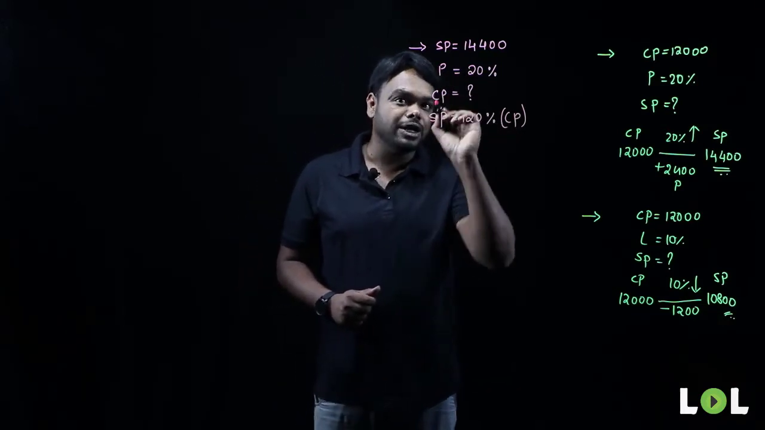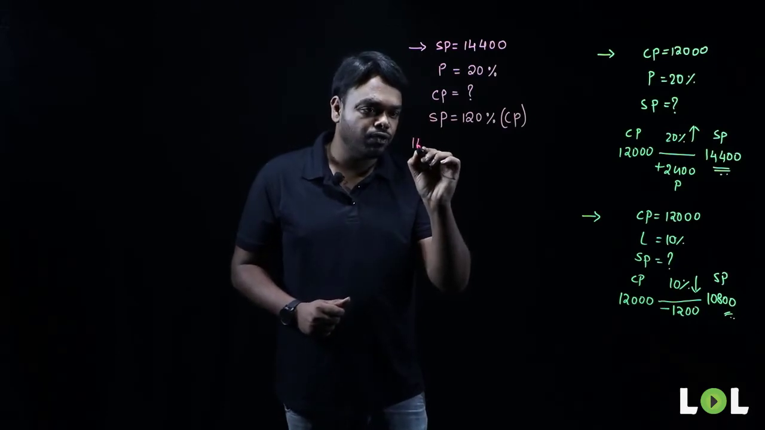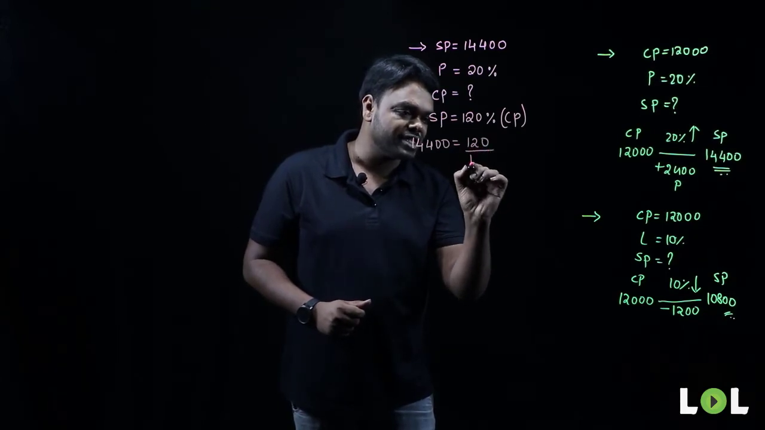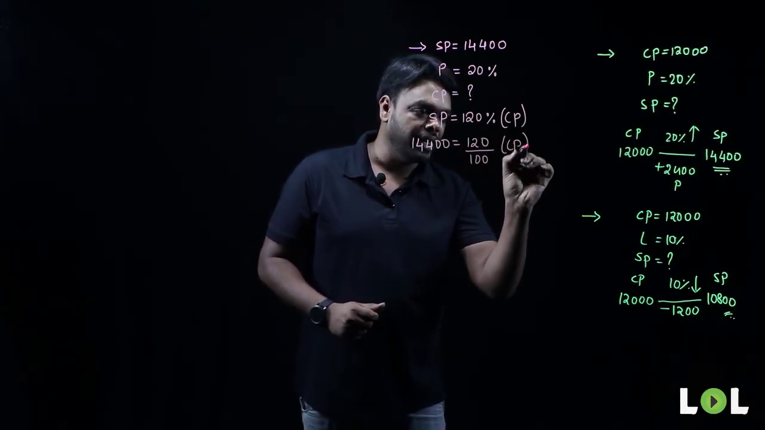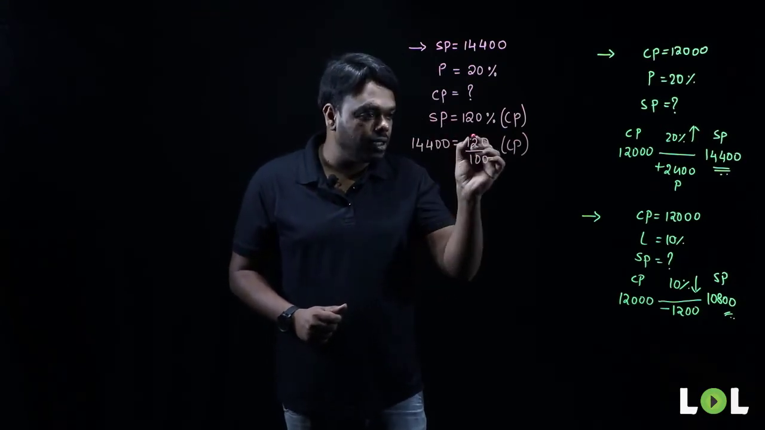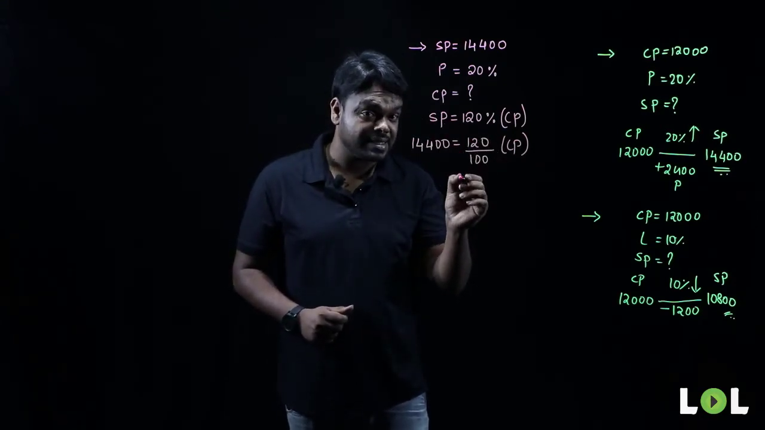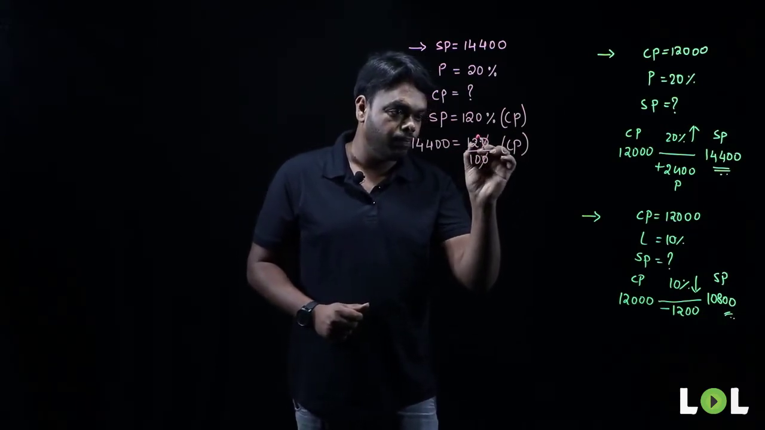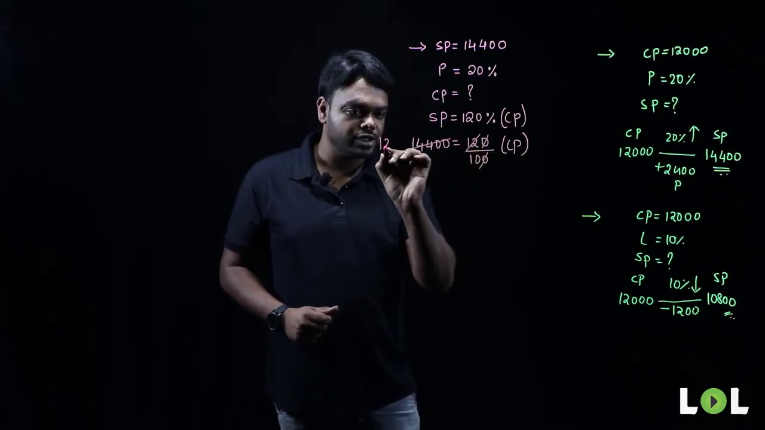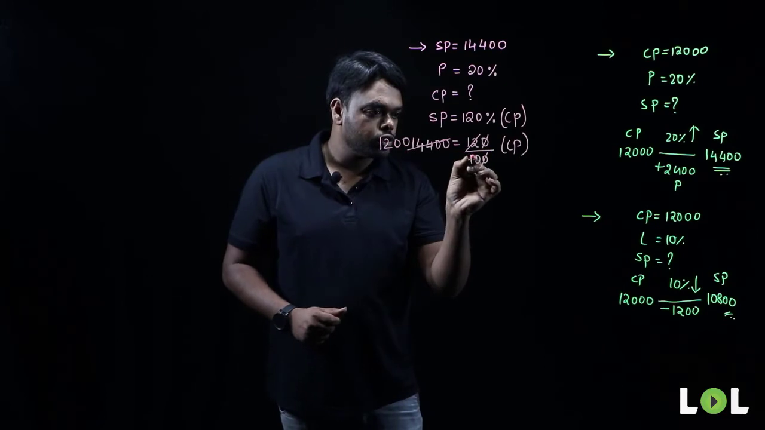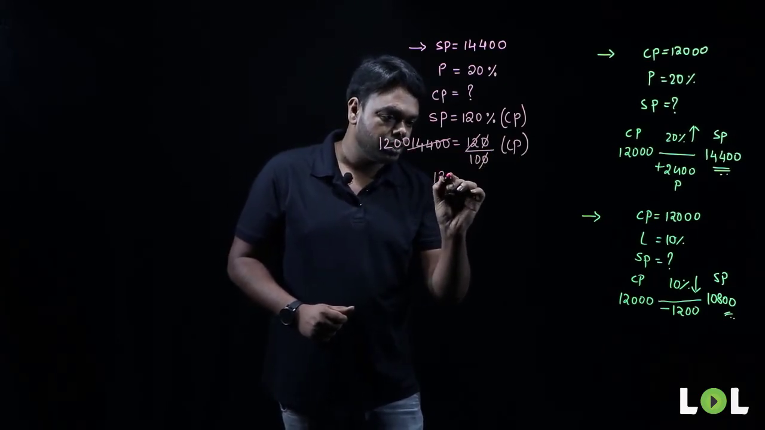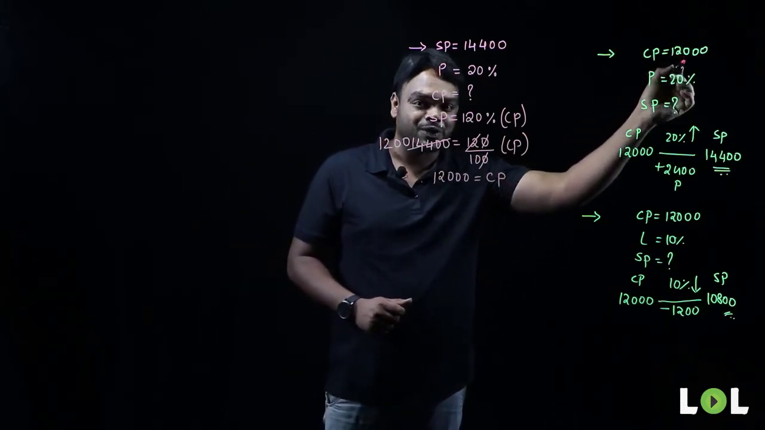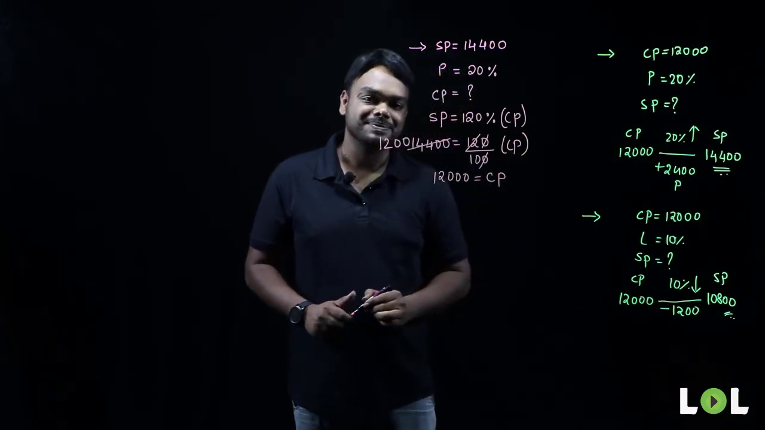Now if you apply the value of selling price is 14,400. That is equals to 120% means 120 by 100 of CP. Now if you are smart enough, you must be able to directly write this 120 by 100 as 6 by 5. Now, so if I cancel the 0 and the 0, 12 is 144 and there are 2 zeros. So 10 into 1200 should give us 12,000. That should be my cost price. If you see here, the cost price was exactly 12,000.